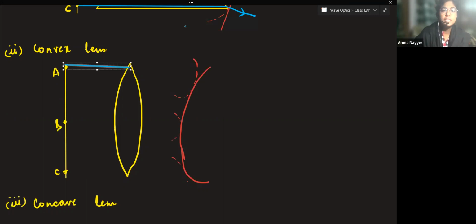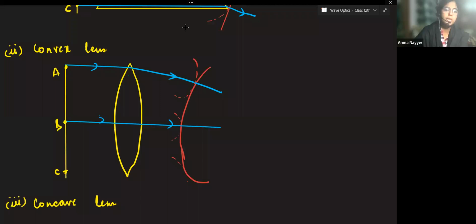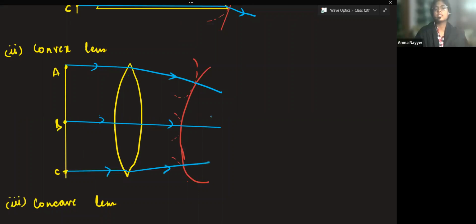So convex lens will do what? It will converge this ray. Here it will be a straight line only. Here you have it, again it will converge it. See, like this, it will converge all the rays. This will be the path of the rays that will be obtained.